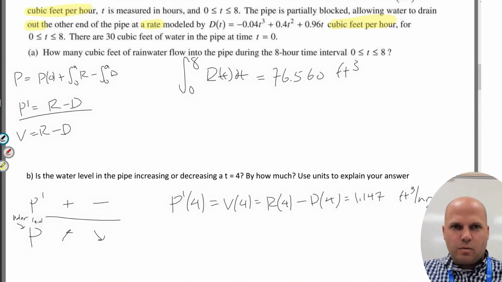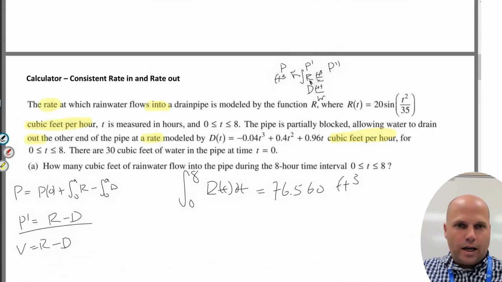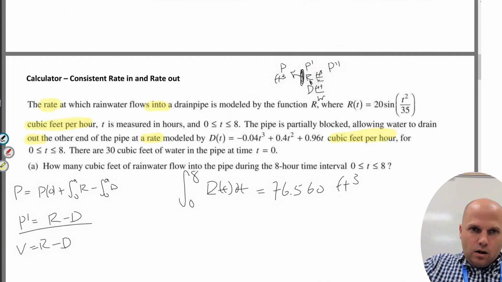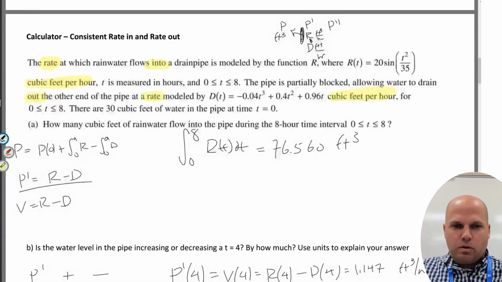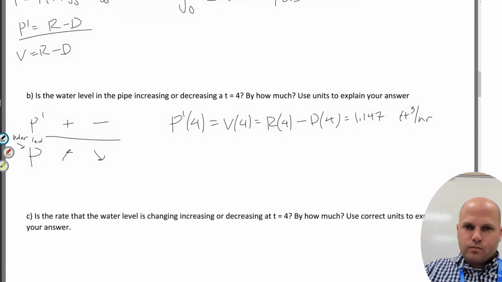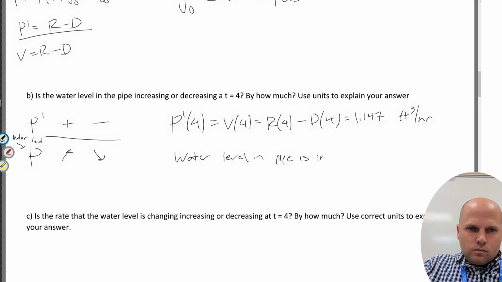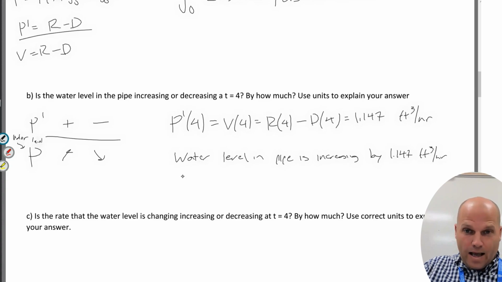Now, how do I know it's cubic feet per hour? Because I'm plugging values into R and D. R and D are derivatives. They are rates of change of position. What I would do to explain this value is I would say that my water level is increasing by this many cubic feet per hour at T equals 4. At this moment in time.